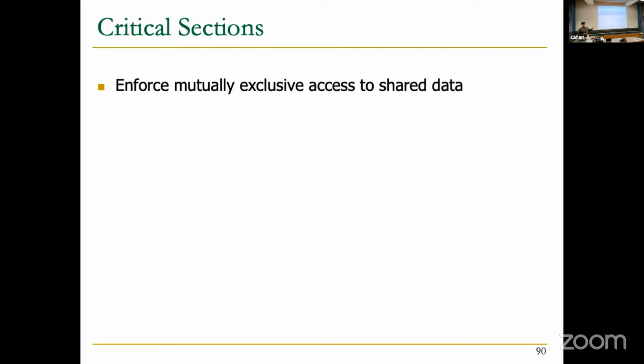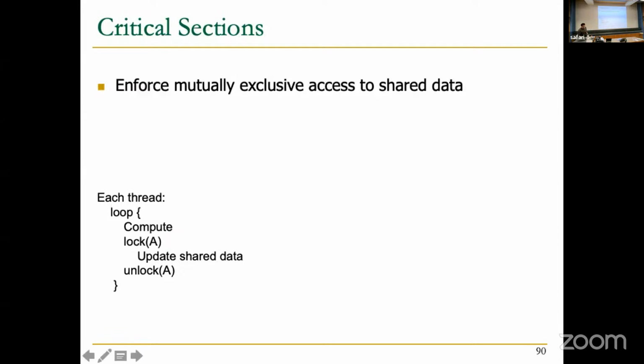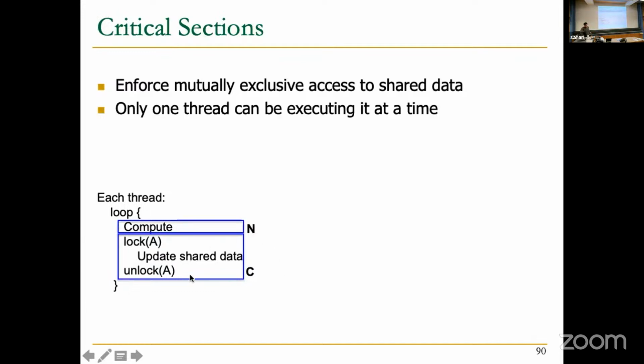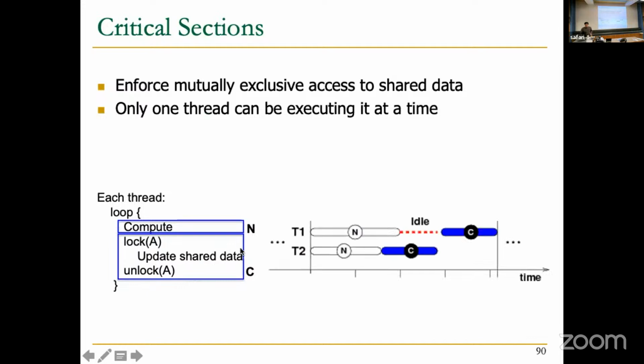These critical sections enforce mutually exclusive access to shared data. So this is an example. Each thread in your application is executing this code block. They do some compute. This is the normal section, let's say, of your program. And then they acquire a lock, meaning that only one thread, for example, can execute the code block inside this lock. This is the critical section. And only one thread can execute at a time.